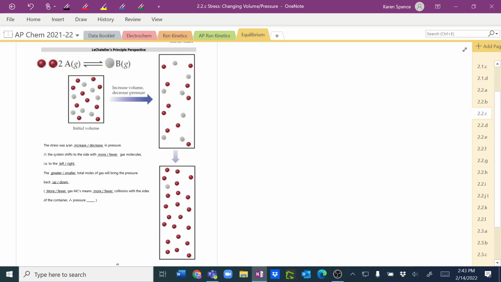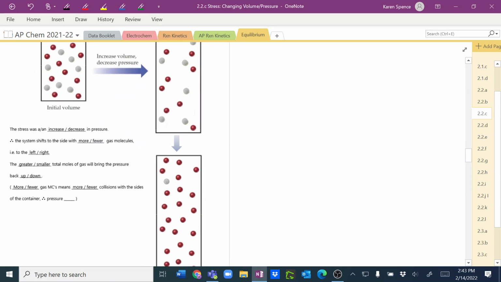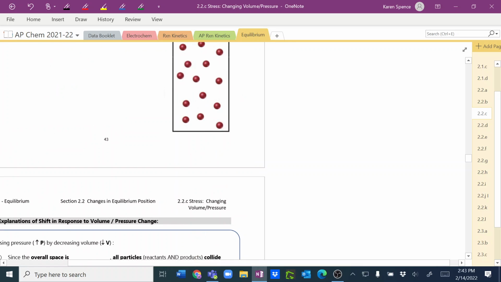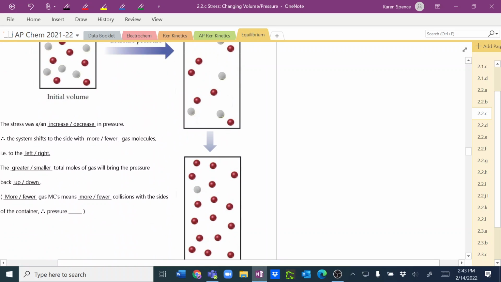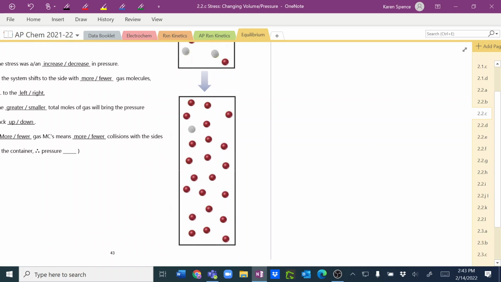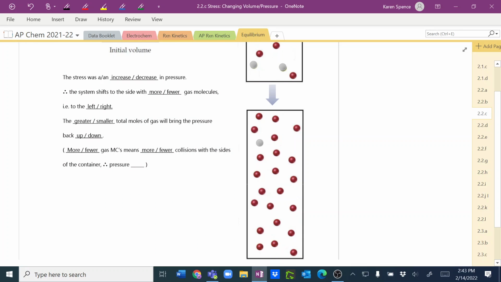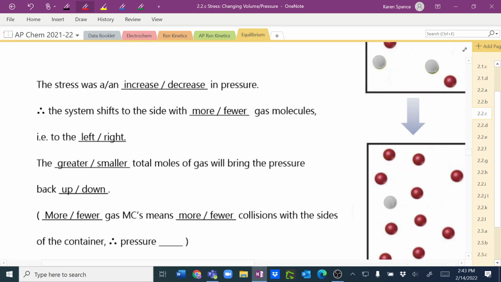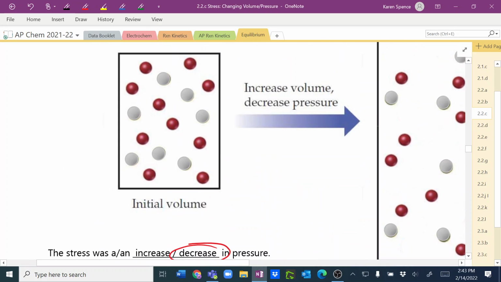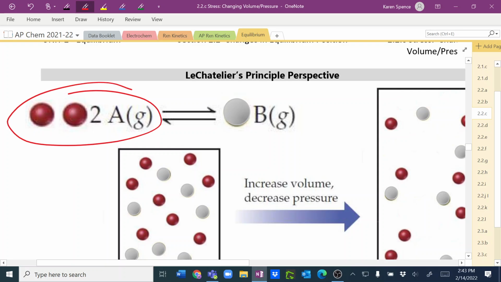And I actually did go through here and make sure that all the reds and grays worked out numerically. I don't know if you can appreciate that, but I removed as many grays as would make that many reds. So, at any rate, the stress was a decrease in pressure. Therefore, the system will shift to the side with more gas molecules, in this case, to the left.